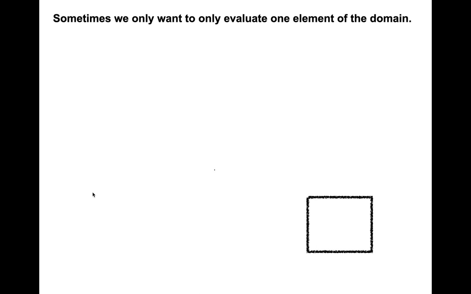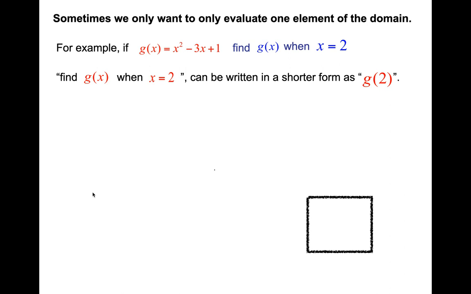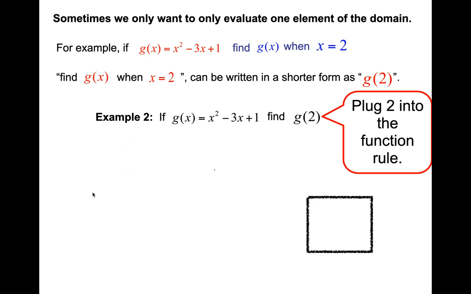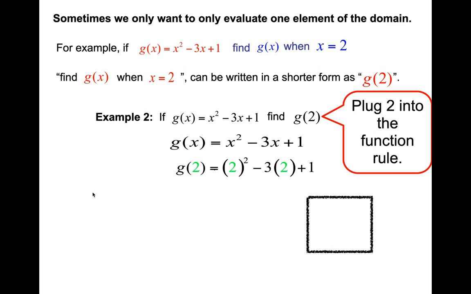Sometimes we only want to evaluate one element of the domain. So here we have a function, but I only want to know the value of g of x when x is equal to 2. So I can say that in short by saying find g of 2, right? And you may remember this from the video from last Friday. So if I want to find g of 2, you can see that the x is being replaced by 2. So everywhere in the function rule that there's an x, I'm going to replace it with 2. And then we're just going to do some calculating. And we find that g of 2 equals negative 1.